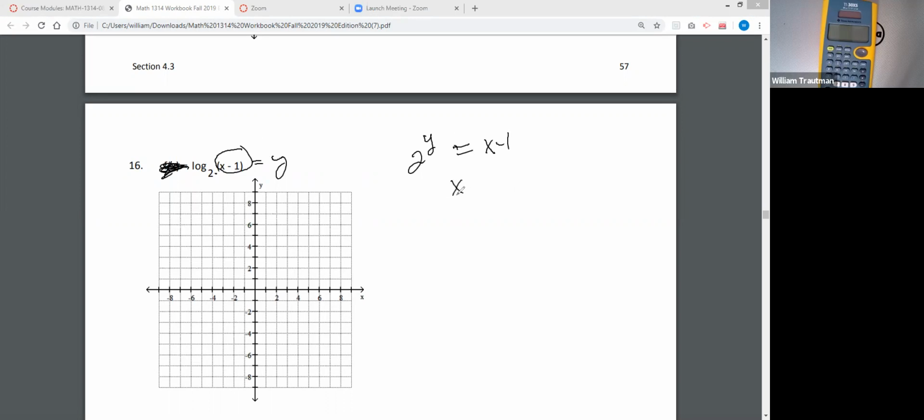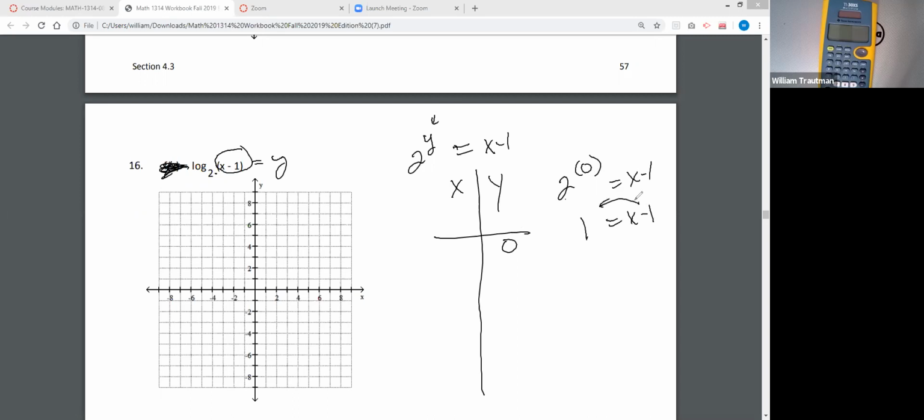So I'm just going to put some numbers in here. We're going to plug the numbers into y again. I think it's easier if you plug it in the y. Let's plug 0 into y. So 2 to the y value equals x minus 1. If I put 0 in here, 2 to the 0 power is 1. Bring the x to the other side by adding 1. And x equals 1 plus 1, which is 2.